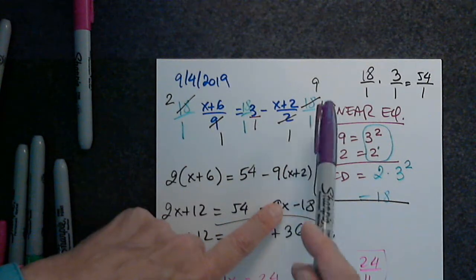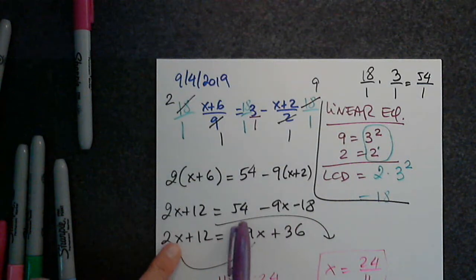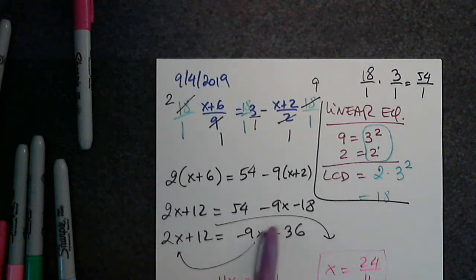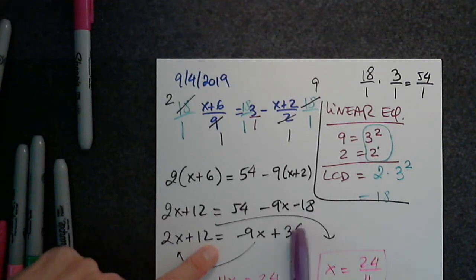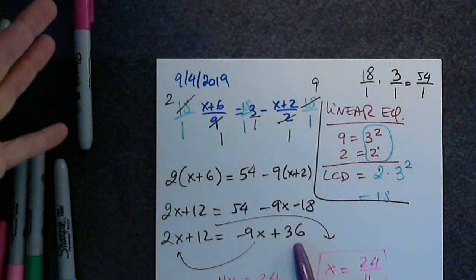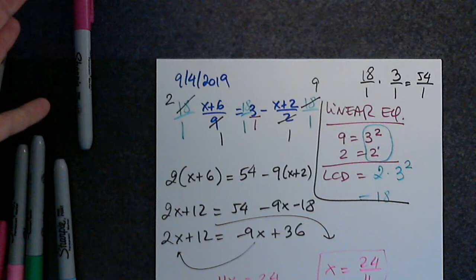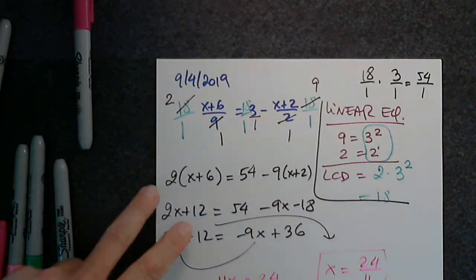That's 54. That's 18. That's 11. And is 54 minus 18 36? Is 36 minus 12 24? Okay, very good. So now let's check.